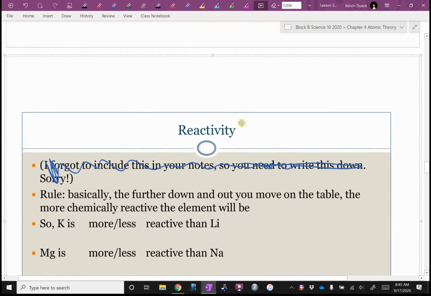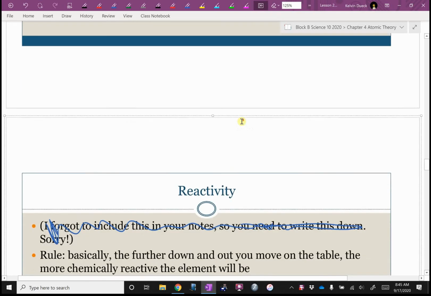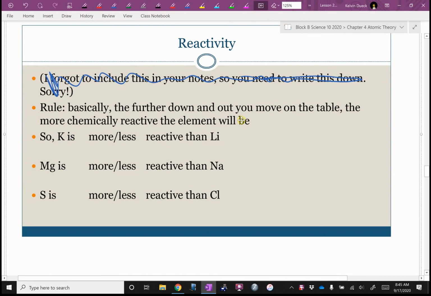So we left off looking at reactivity. How reactive are elements? The further down and the further out you move, the more reactive you get. So find where K is. First of all, what is K on the periodic table? What element is that? Potassium. Is that more reactive or less reactive than lithium?